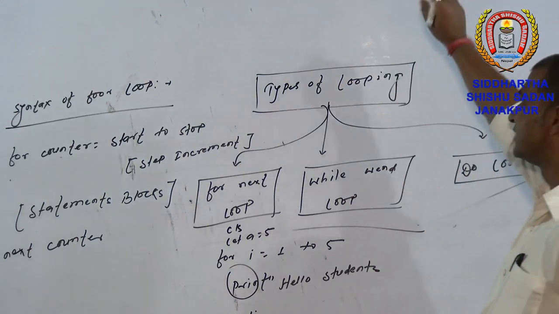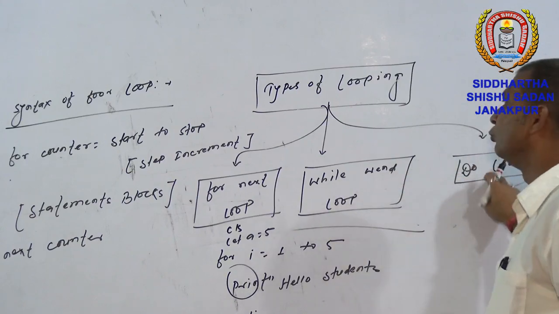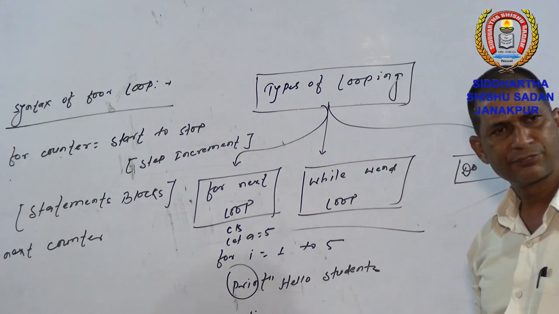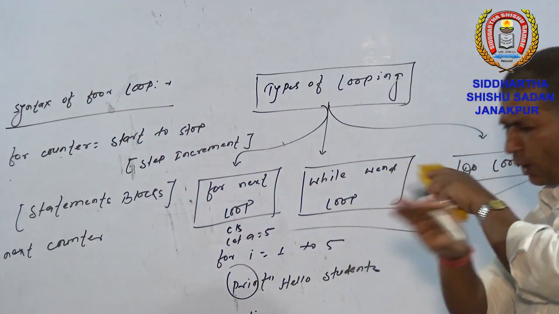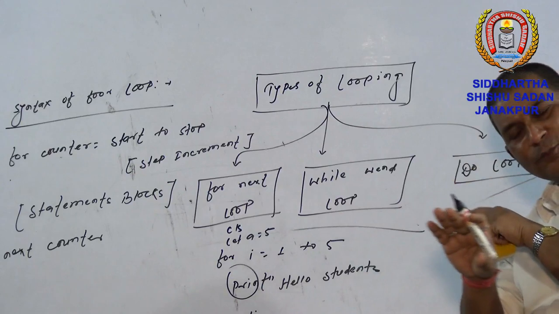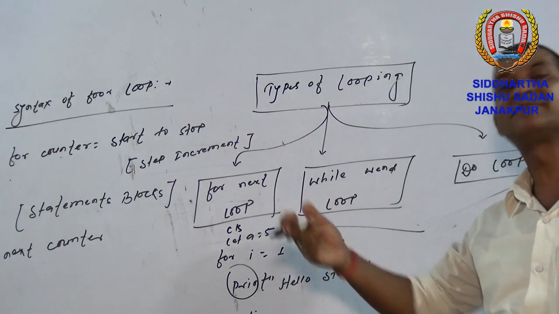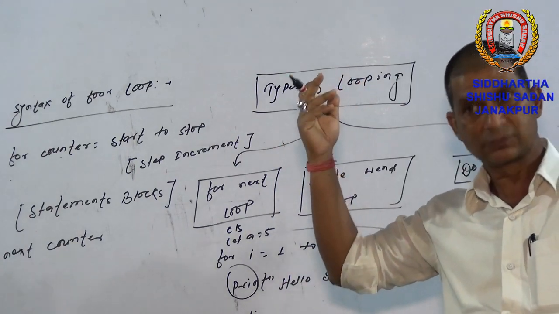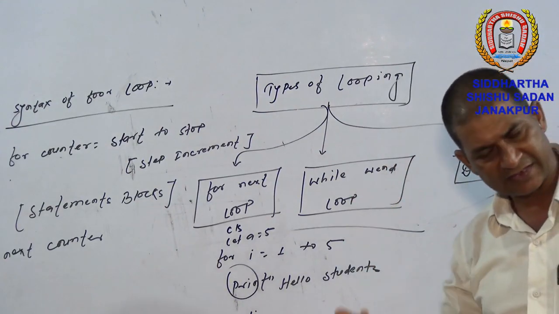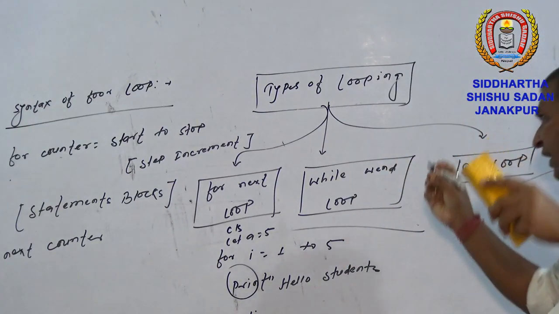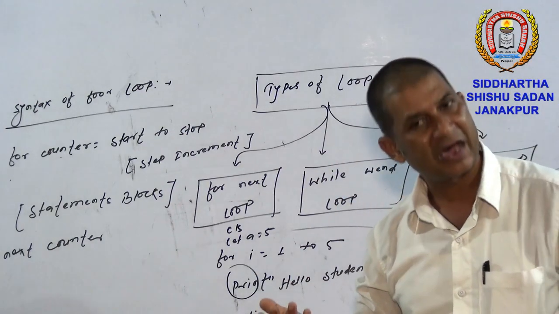So students, there are 3 types of looping statement: for next loop, while wend loop, and do loop. What is for next loop? Students, for next loop, while wend loop, do loop, all the loops are the same. All the loops are used to execute the same set of statements again and again, multiple times, as long as the given condition is true. Only the way of writing is different. For loop, while loop and do loop are written differently, but the working principles are the same.